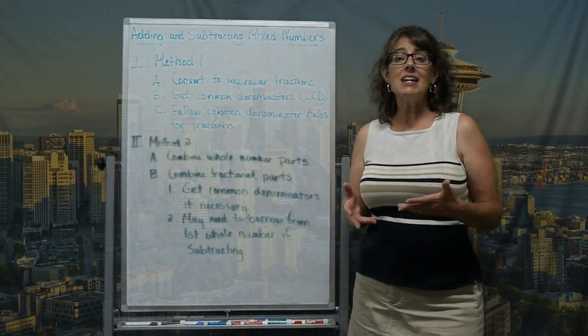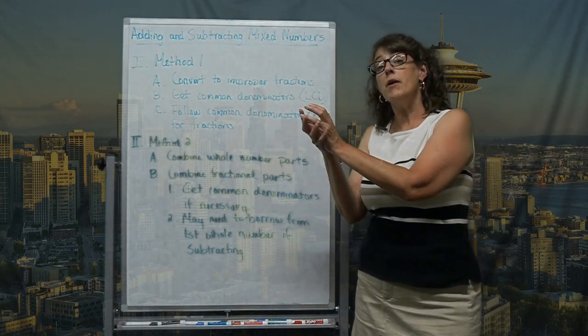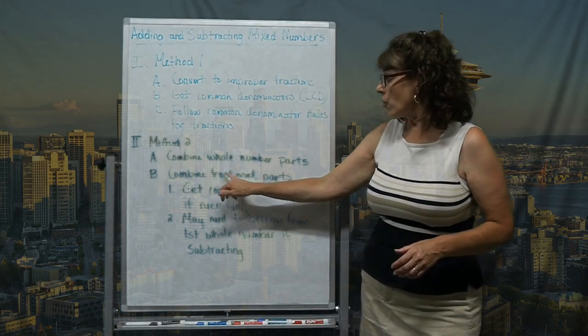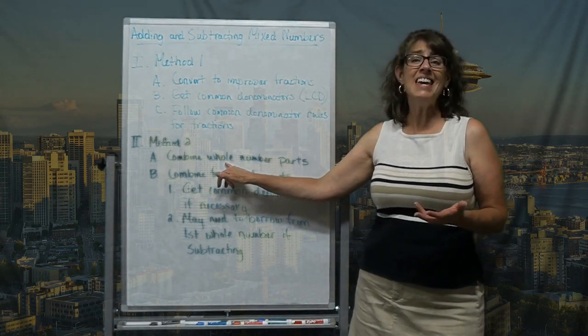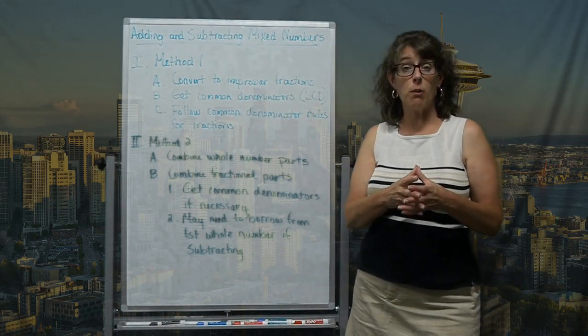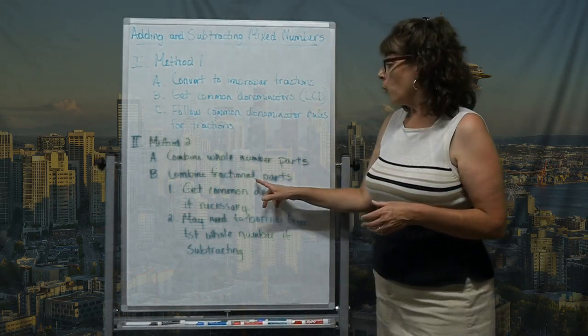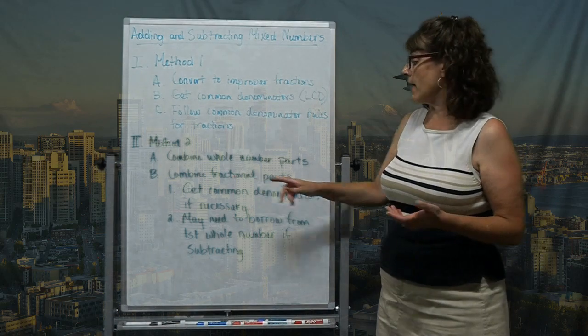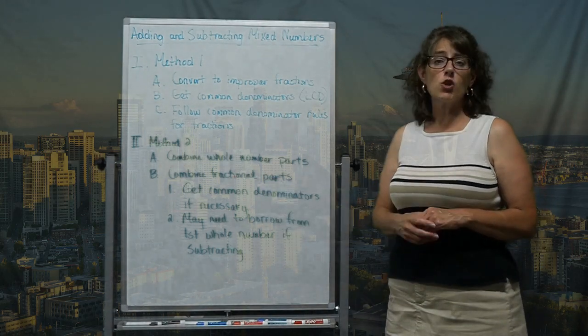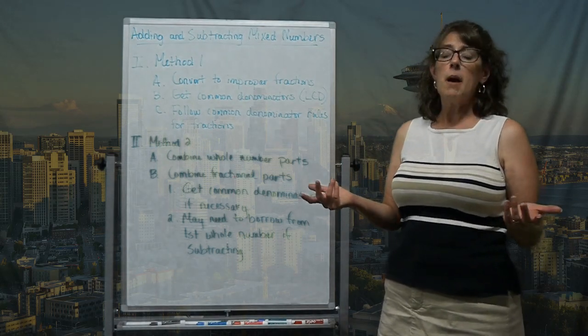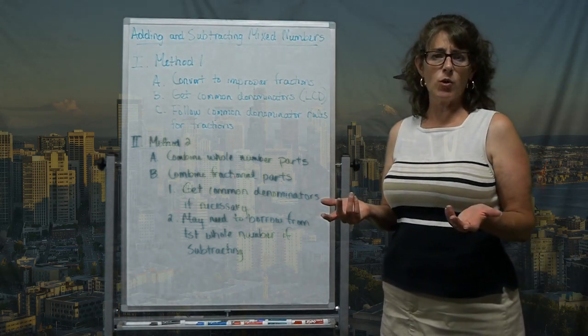So if that's the case, then I could group up the whole number parts and just go ahead and combine them, whether it be by adding or subtracting. And then I can group up the fractional parts and combine them, whether it be by adding or subtracting. I just have to be careful because once again, I still have to get those common denominators, perhaps, but I know how to do that. That's not that difficult anymore.